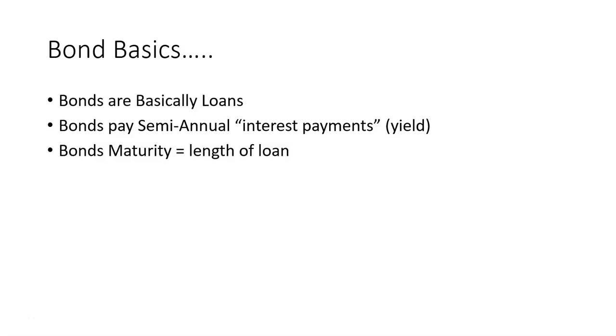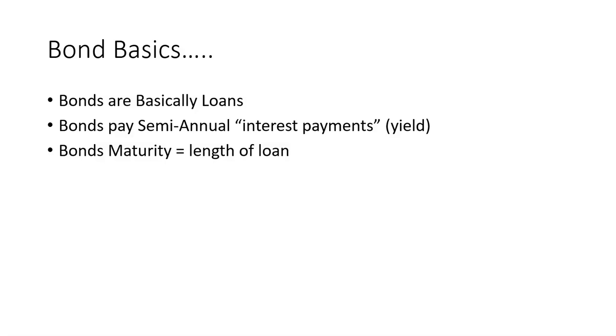Bonds are basically loans. That's all they are. And bonds pay semi-annual, of course that means every 6 months, interest payments in the form of what's called yield. And a bond's maturity is the length of the loan. So if you're looking at a 10-year bond or a 15-year bond, 30-year bond, 50, 100-year bond, 2-year bond, whatever it is, that's the bond's maturity.